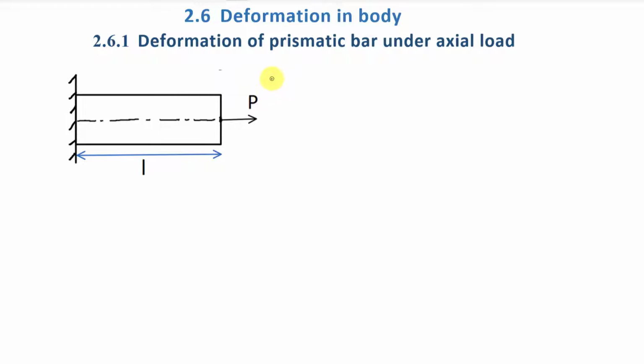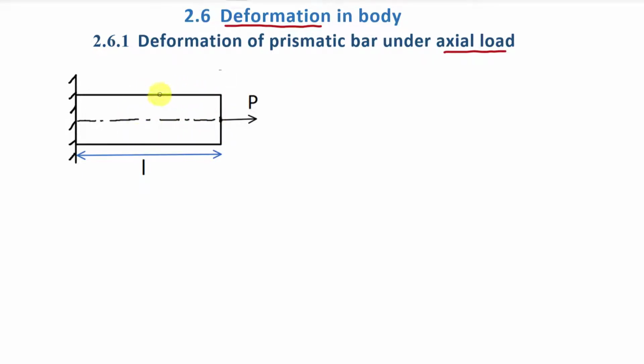Myself Chinmay Dhadu. Today in this video, we are going to discuss deformation in body. First of all, we are going to understand deformation in different types of body due to axial load. Here, first case is deformation of prismatic bar under axial load. We know what a prismatic bar is, right? Any bar having constant area throughout its length is called a prismatic bar.